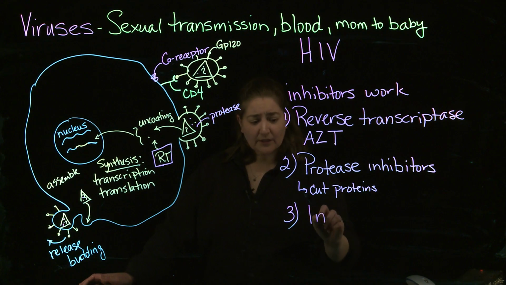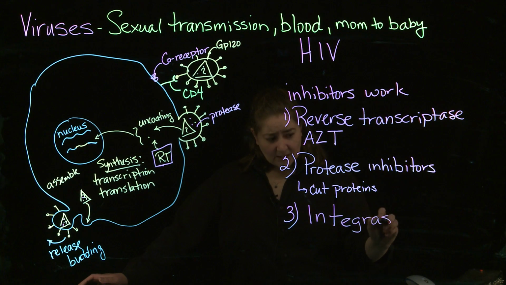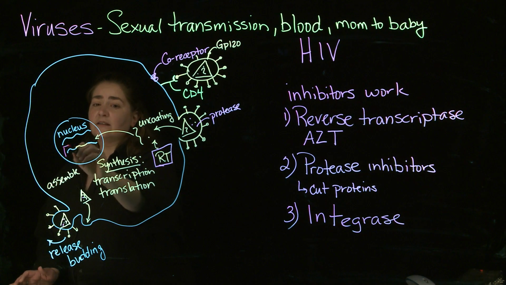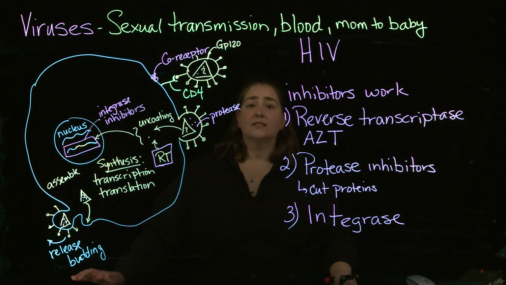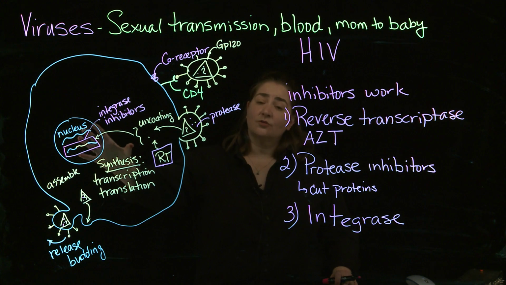The other one that's going to inhibit things is going to be with the integrase, okay? So targeting this step here. If that viral DNA isn't allowed to incorporate into the eukaryotic cell's genome, it's not going to be passed on to the daughter cells of this particular infected cell.